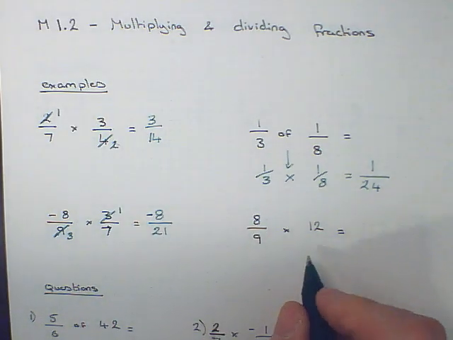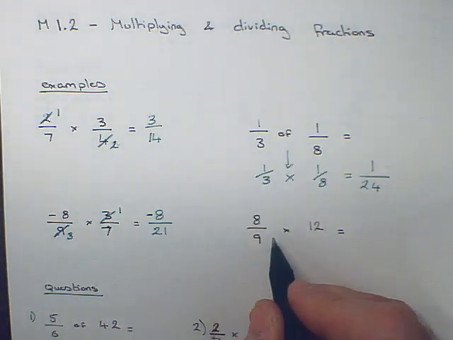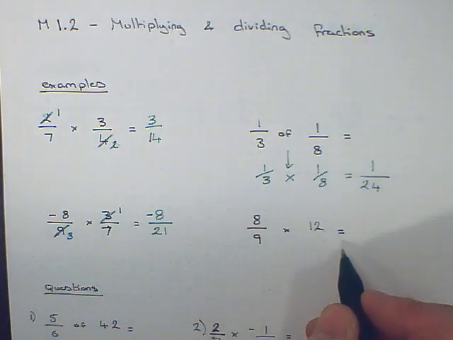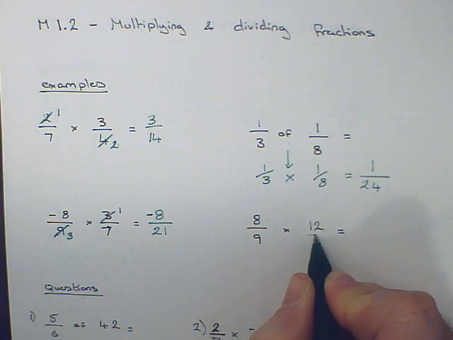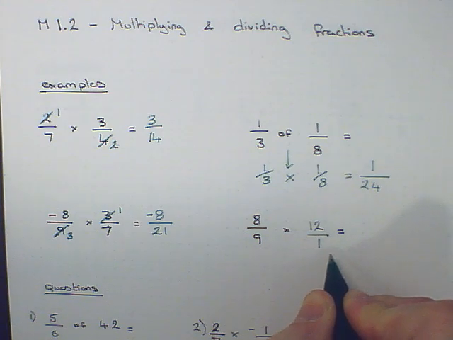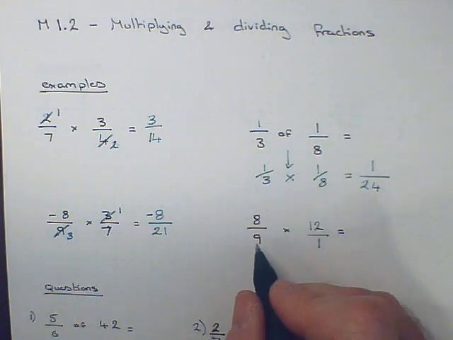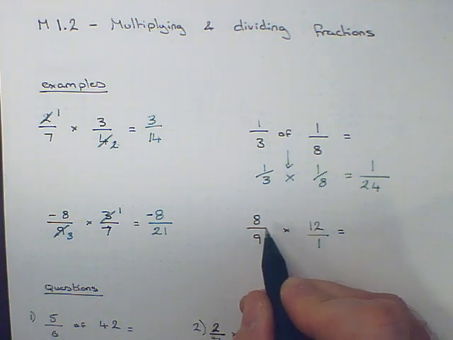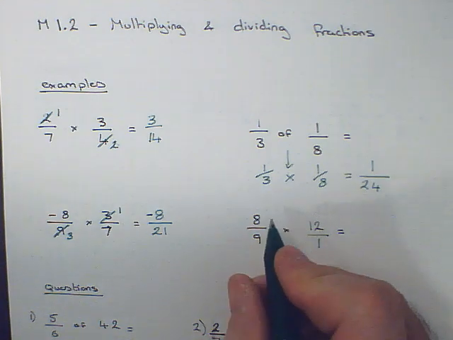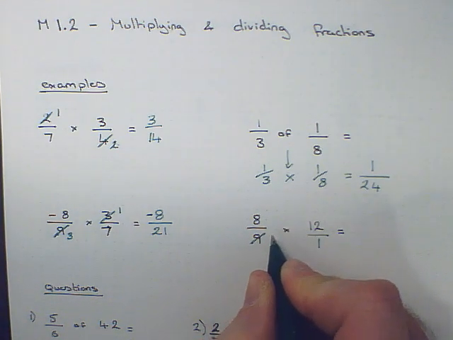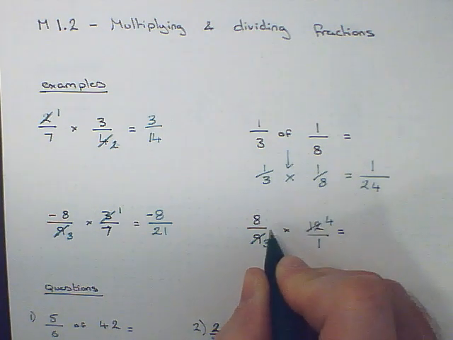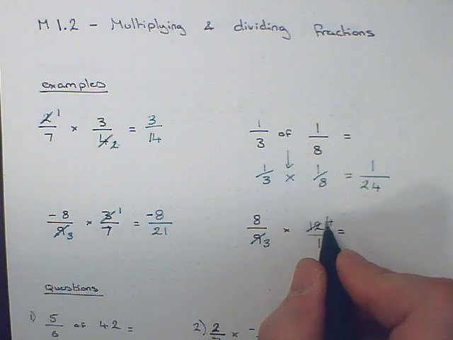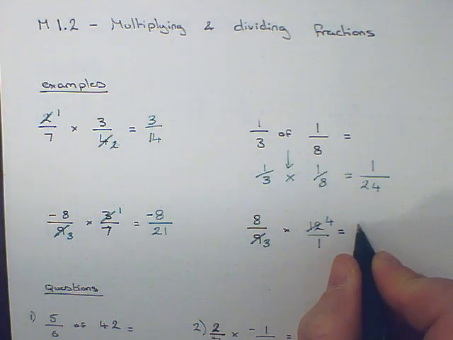That is my answer. Now, the fourth example shows a fraction multiplied by a whole number. A whole number, if I were to write it as a fraction, would be over 1. Now, I'm going to look to cross cancel. I can't do it vertically, so if I go diagonally, 9 and 12 are both in the 3 times table. So that's going to become a 3, and that's going to become a 4. So 8 multiplied by 4 is 32.